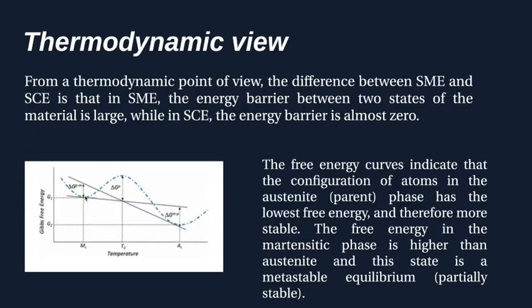So here is the change from the parent, okay, from the Austenite to Martensite, and this is from the Martensite to the Austenite. So you see there is a gap here. Okay, so the conclusion from the graph is the free energy in the martensitic phase is higher than austenite, and the state is a metastable equilibrium.